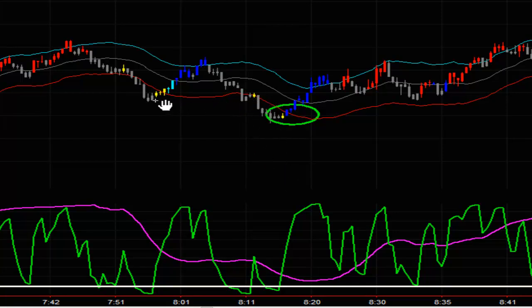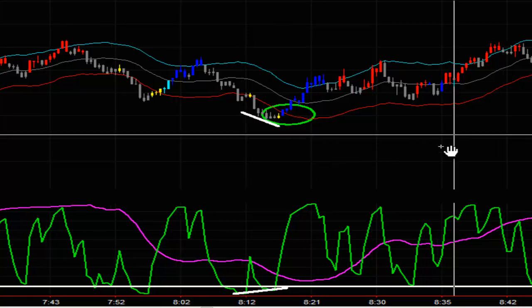So once we get below this low, we start looking for anything outside the Keltner channel, and then we're looking for a gold bar here, and then we're looking for the blue, and we have divergence here. These are just perfect little trades to get into.